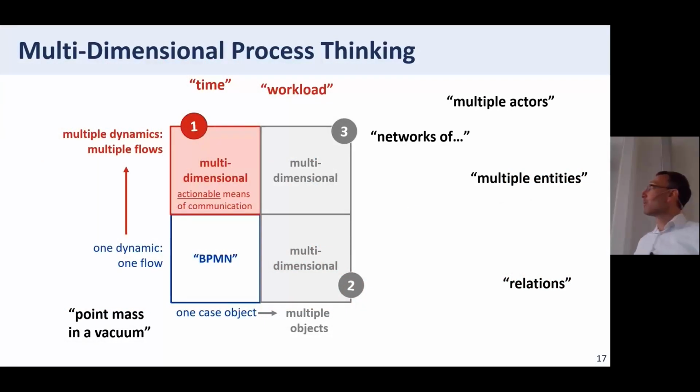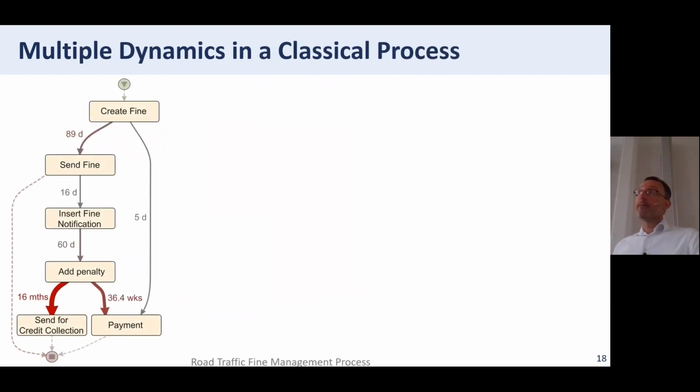I want to start with the part that you didn't expect. So I want to look at how we can analyze multiple flows over the same object in a way that we can actually get actionable insights. And then I want to look at the other two parts, right? Multiple objects, and then, well, this one here. So let's get started. Here's a very simple case.